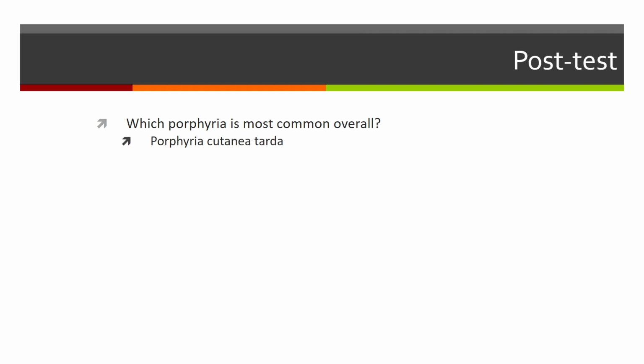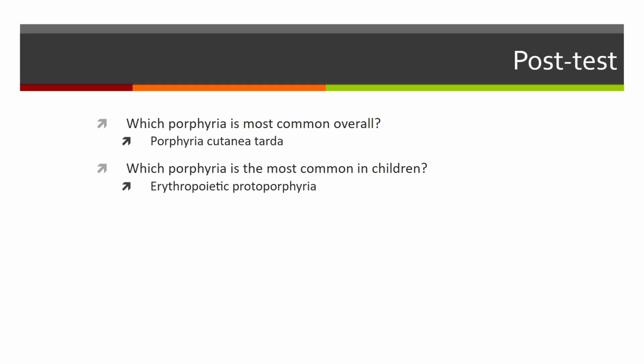So continuing the post-test here, what is the most common porphyria overall? Yep, you guessed it, that's PCT. What porphyria is the most common in children? I know I made such a big deal about one of them being in children, and you're probably going to kick my butt, but there's actually a better answer for this one, and that is EPP. So EPP is technically the most common in children.